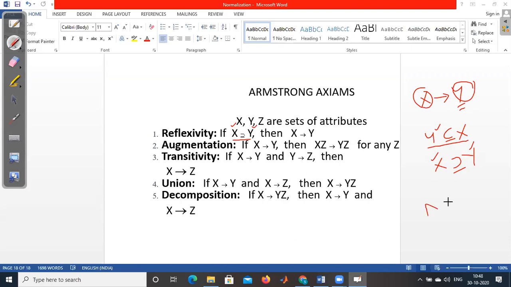For example, AB → B. Here this is X → Y. B is a subset of AB. Or AB → B, AB → A, AB → AB: all of these are reflexive.